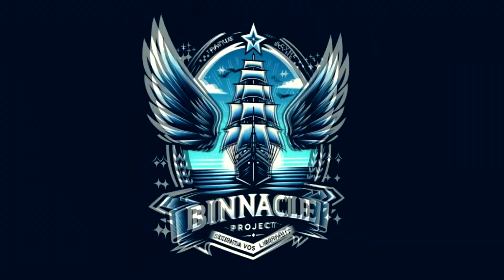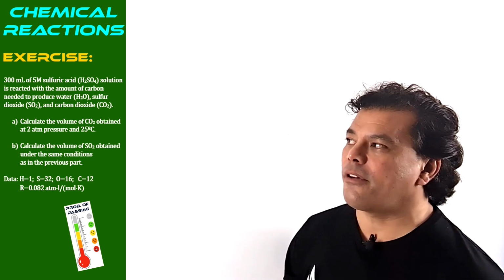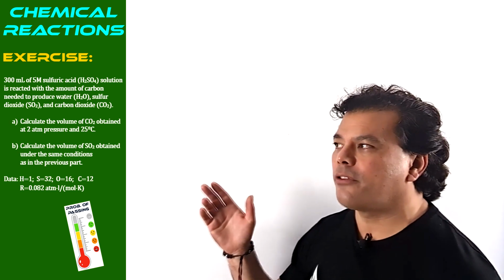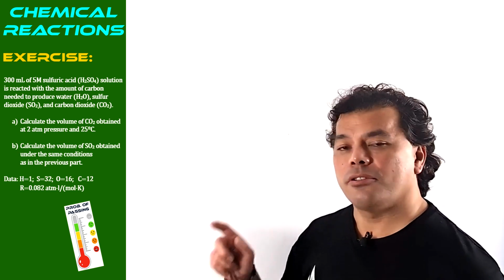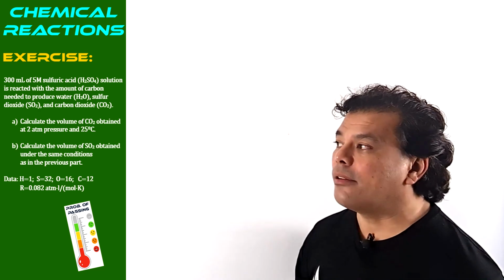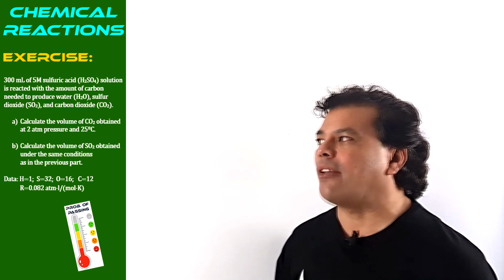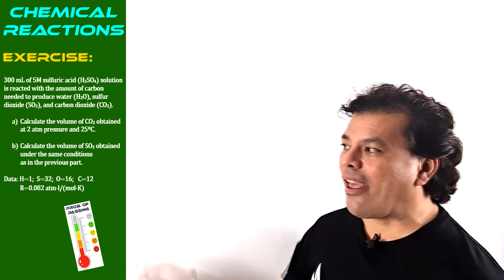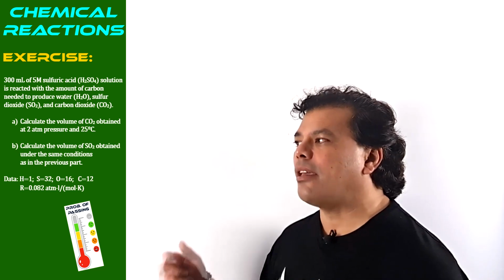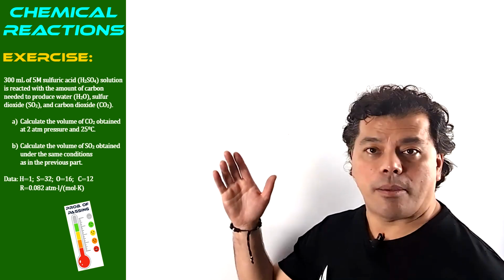Let's read the statement together. It says that 300 milliliters of 5 molar sulfuric acid solution is reacted with the amount of carbon needed to produce water, sulfur dioxide, and carbon dioxide. Section A says to calculate the volume of carbon dioxide obtained at 2 atmospheres pressure and 25 Celsius degrees. And Section B says to calculate the volume of sulfur dioxide obtained under the same conditions. So the first thing we're going to do is to write the chemical equation.